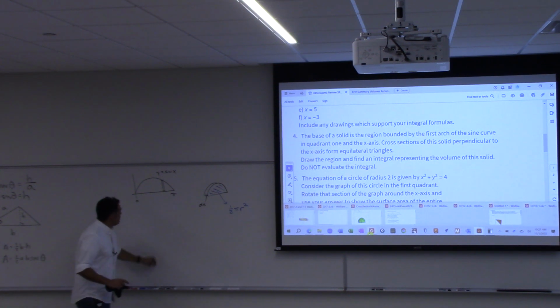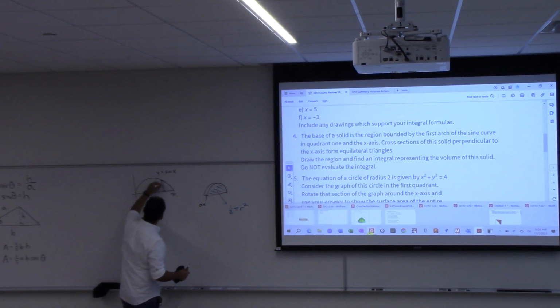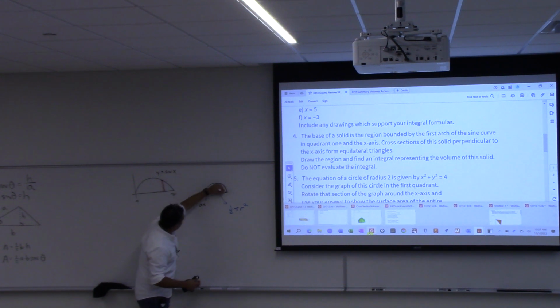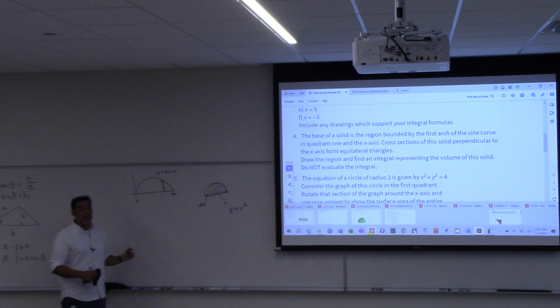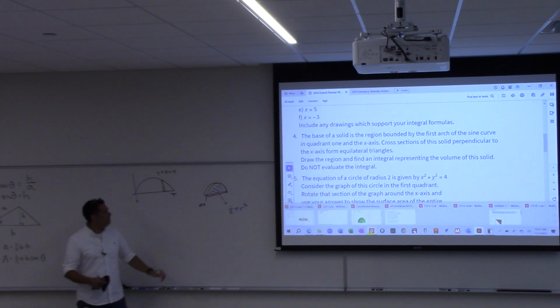But remember where this came from, right? This came from here. This is the base. This right here is this base right here. So this red is actually the diameter of that circle, isn't it? We need the radius of that circle squared. So we just need to divide that by 2, right?